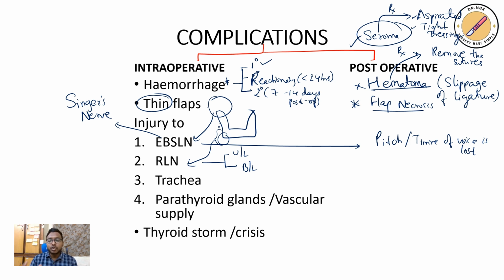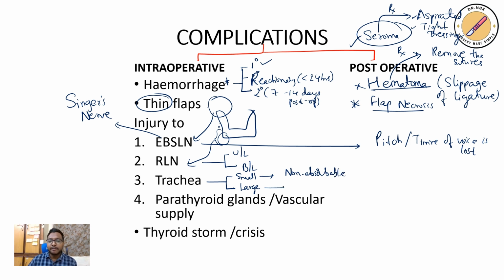Now, if it is a huge goiter or you accidentally injure the trachea, if it is a small laceration, for example less than 1 centimeter or so, you can close it primarily. You can just freshen the edges and close it using non-absorbable suture material.